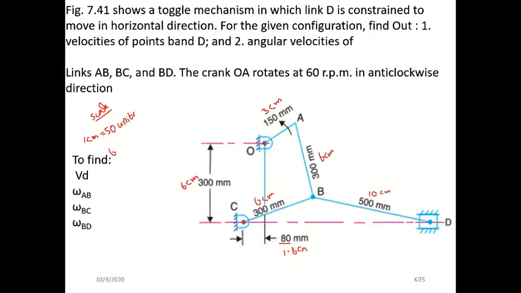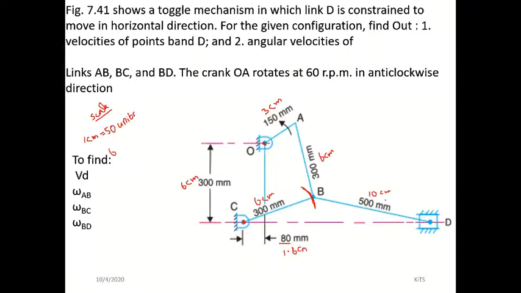Then take 6 centimeter in your compass and make an arc. Take 6 centimeter and make an arc.